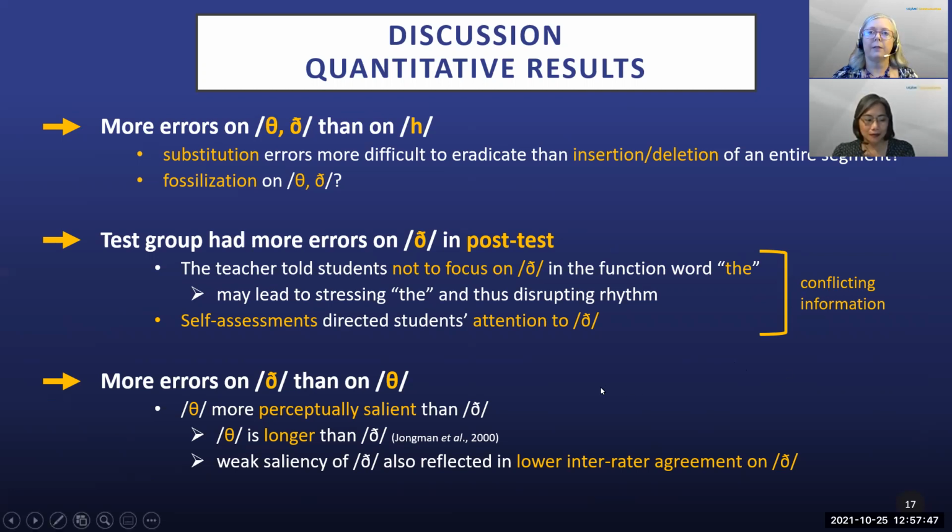Finally, we've seen that there is more errors on ETH than on theta. This difference is likely due to the relatively low perceptual salience of ETH, partly manifested in the longer duration of theta versus ETH. Note that this weak saliency of ETH is also reflected in the lower inter-rater agreement on ETH pronunciation. So it was around 90% compared to the other error types.